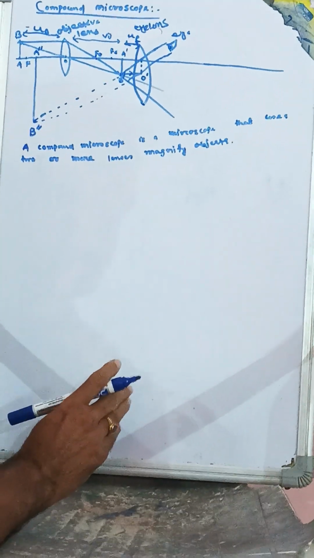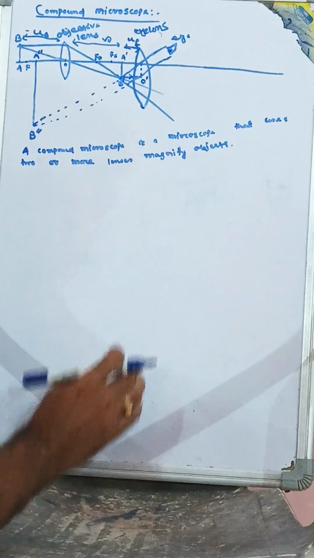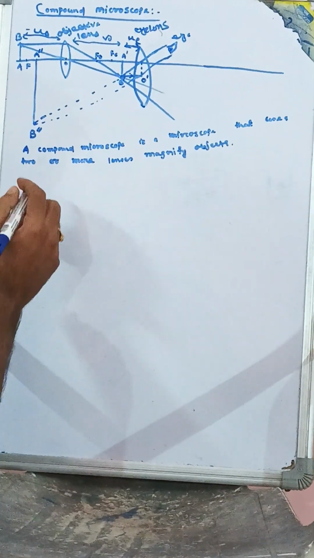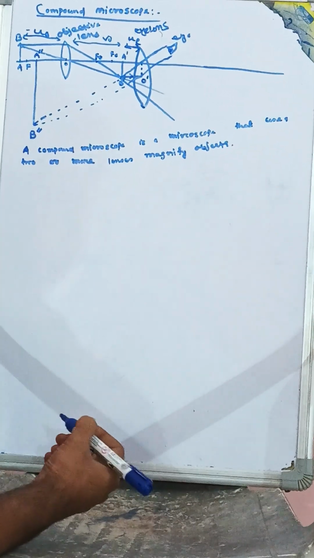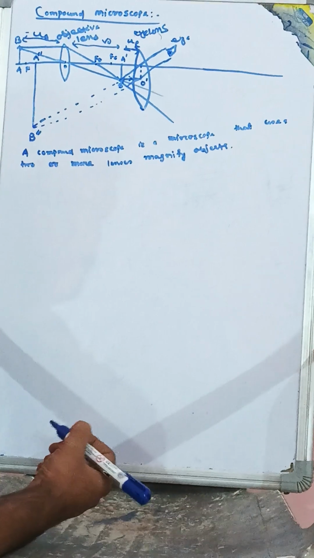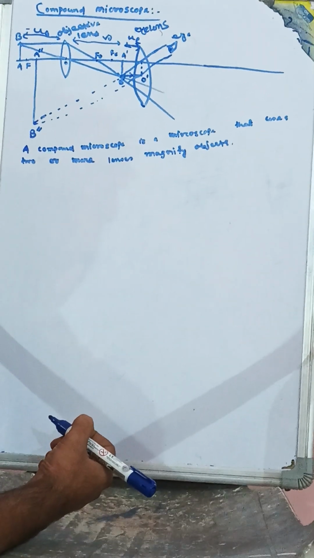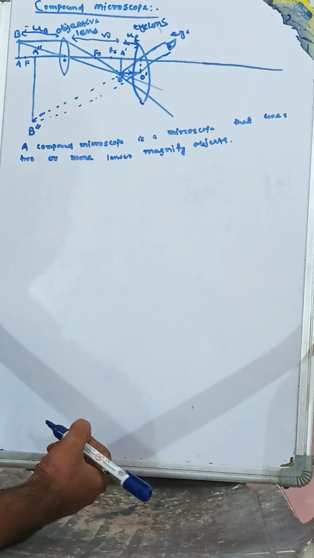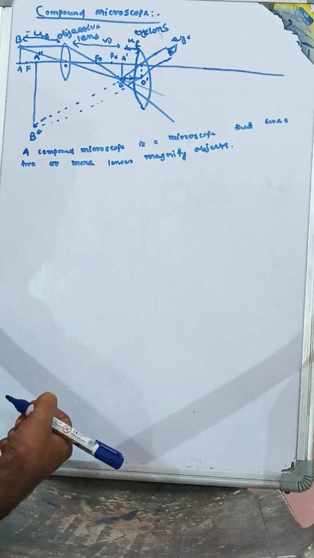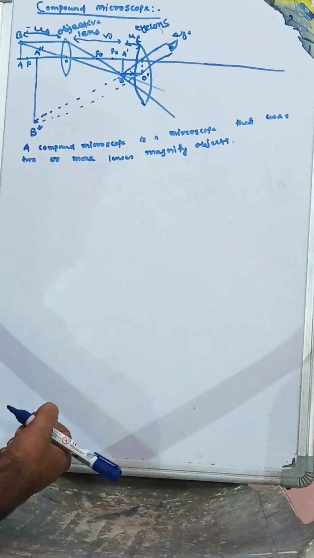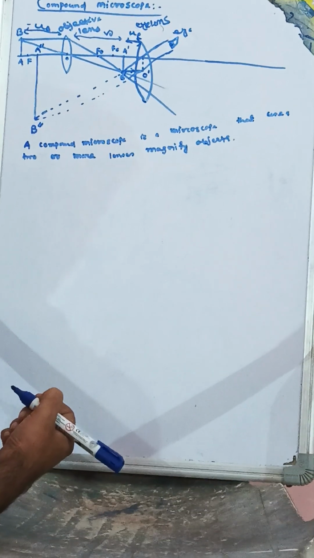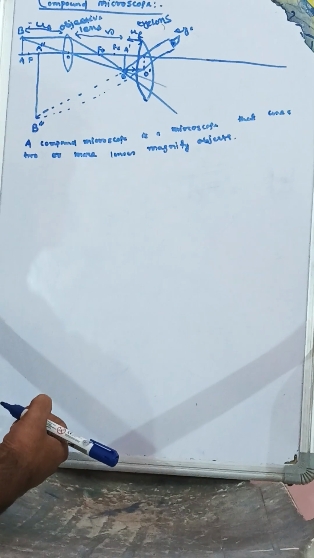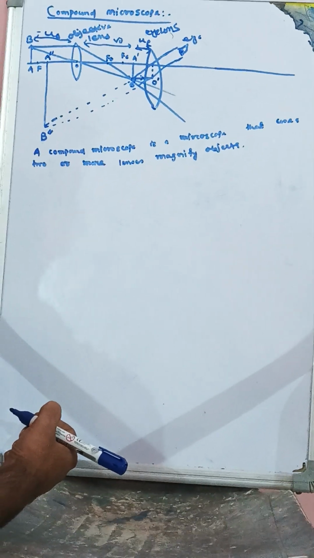Light passes through a sample, then the objective lens, which is close to the sample, and then the lens in the eyepiece. That is a compound microscope.